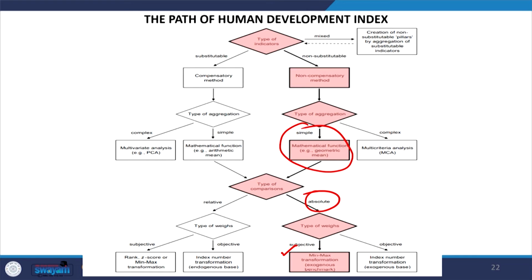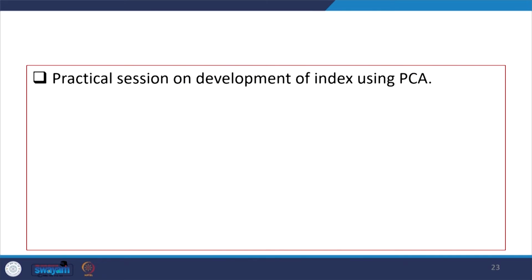And they are non-compensatory methods because the indicators are non-substitutable. Okay, so this is how the weighting or the composite index has been developed in HDI. Now we are going to have some practical sessions on estimating PCA and how it can be interpreted. I will then come to discuss some differences you can make after understanding this information.